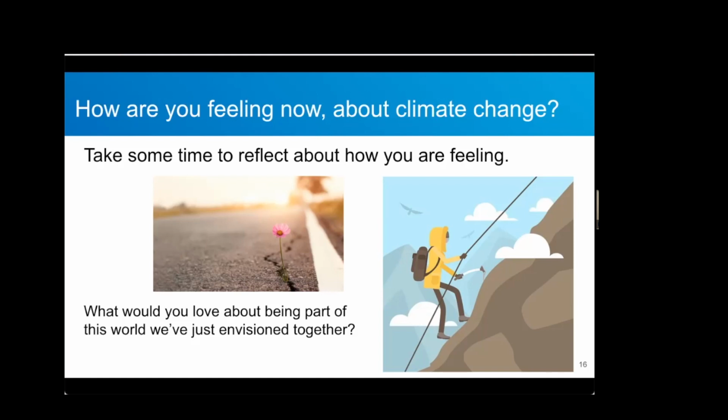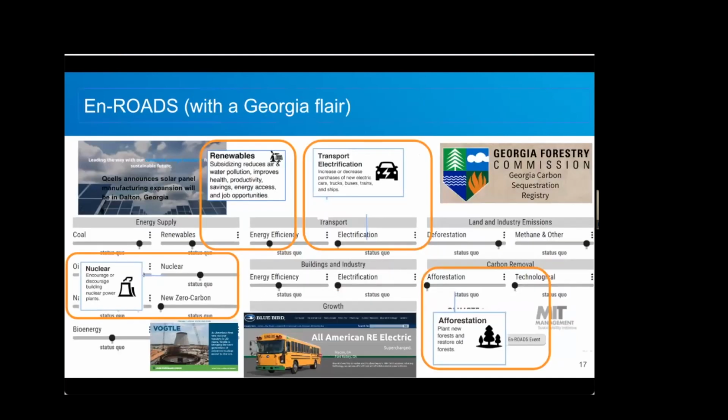And it sometimes feels like we're climbing up a mountain to do this work, but it is so important. And as they like to say, it's not going to be easy, but it is going to be worth it when we get to this point. This is a slide created by a friend of ours, with a Georgia flair. So you can see that Georgia has some good things already going on.